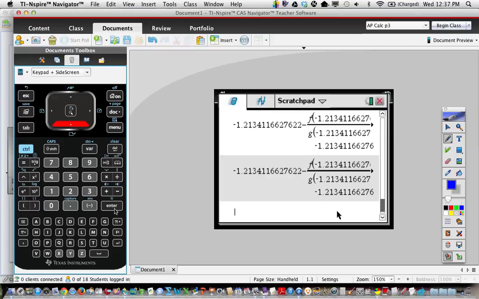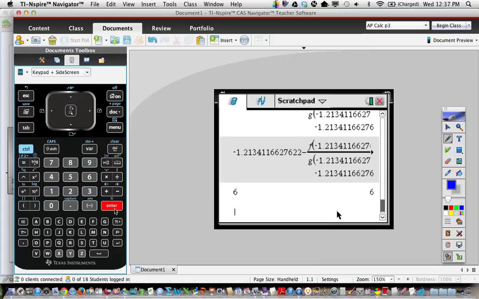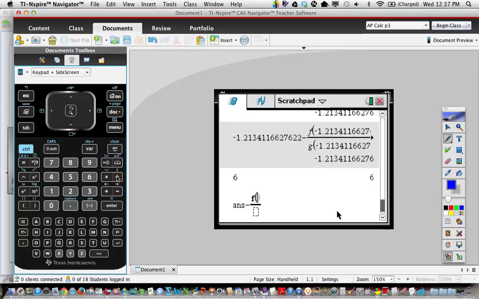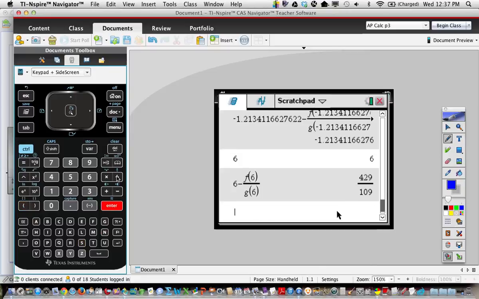So let's say we made a bad guess. Okay, negative 1 is pretty close to the actual root, right? So let's say we guessed like 6. So let's just go 6 in there. And now we can just do answer minus f of answer over g of answer. And now I can hit enter. Oops, that gave me a fraction.